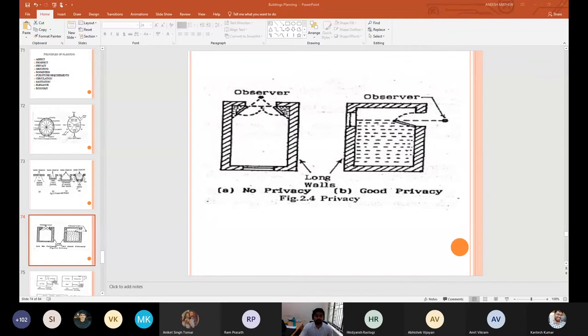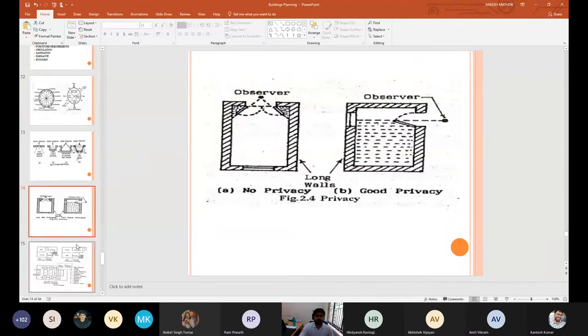Next is grouping. Grouping we also discussed last class. What do you mean by grouping? Grouping is very important because while doing a drawing, if you are not doing proper grouping, your plan gets rejected. What is the meaning of grouping? Arrangement of different rooms according to their function. Okay, that is very important.